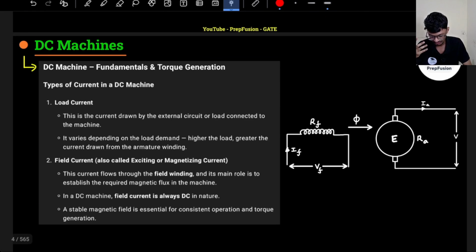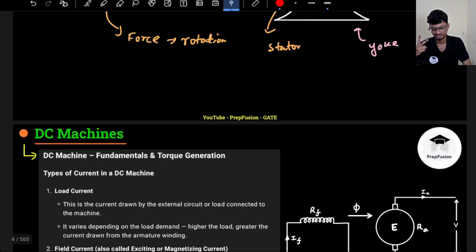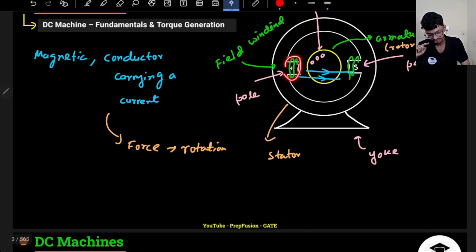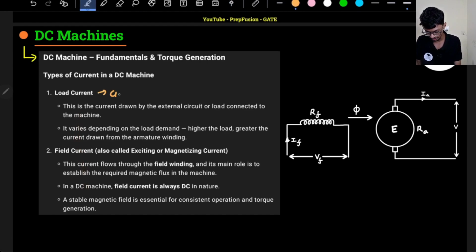So let's classify our DC machine. There are two types of current in a DC machine, as I mentioned. There is a field winding and there is the armature winding or armature conductors. Both of them carry current. Field winding carries field current, and armature winding carries armature current. So the armature current is also known as the load current.